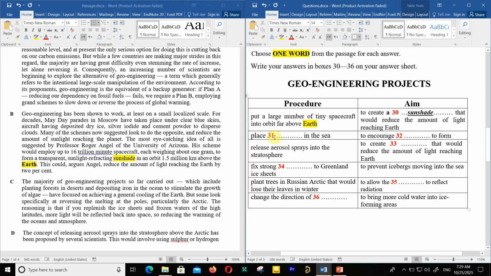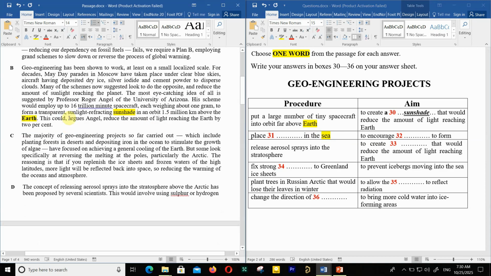Question 31. So probably the questions and answers for this kind of complete the table are in the same order. This is the thing that you can focus on when answering these kinds of questions. So place what in the C? They can paraphrase C. For example, they can use ocean. They can use something else like ocean.